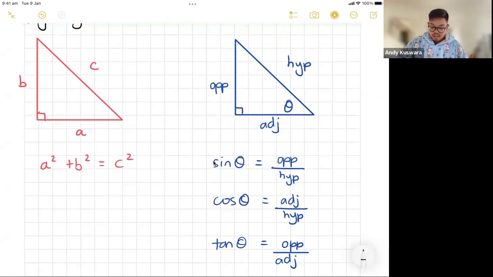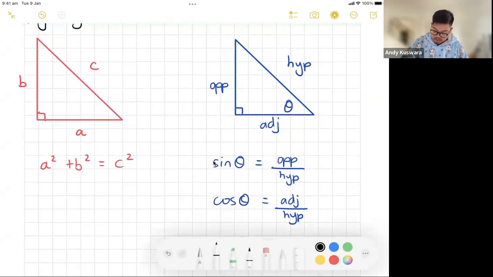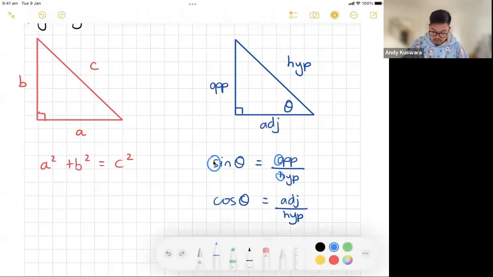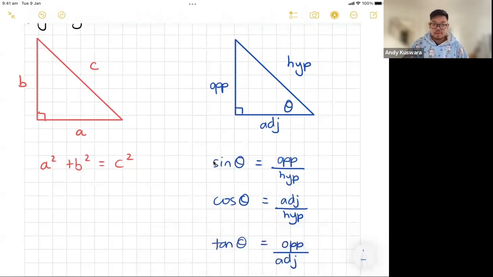So the reason that SOHCAHTOA is a thing, if you haven't heard of it before, is because of this. Now I'm hoping that my pen works. Okay, yeah, we're good. So it's SOH CAH TOA. That's where that comes from. So you've got your SOHCAHTOA, and we're going to use that later on.